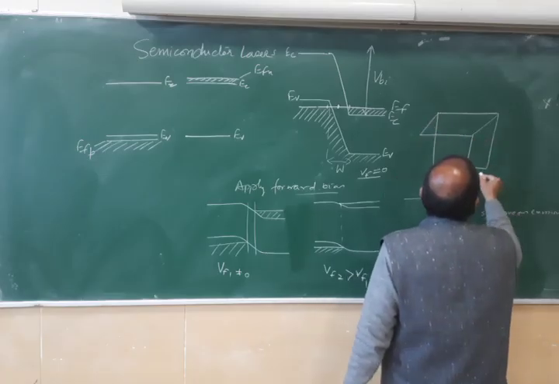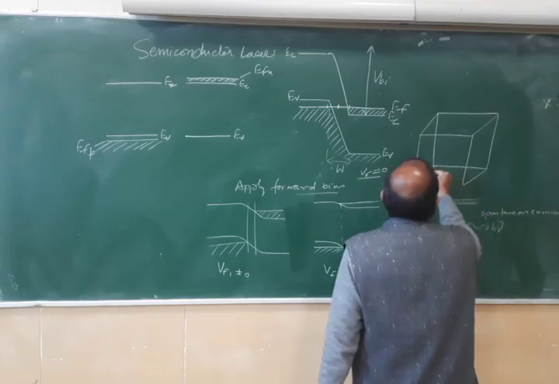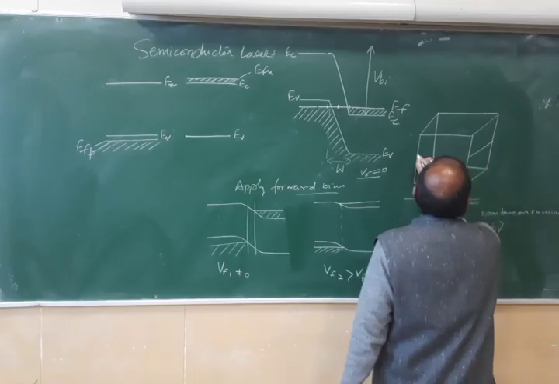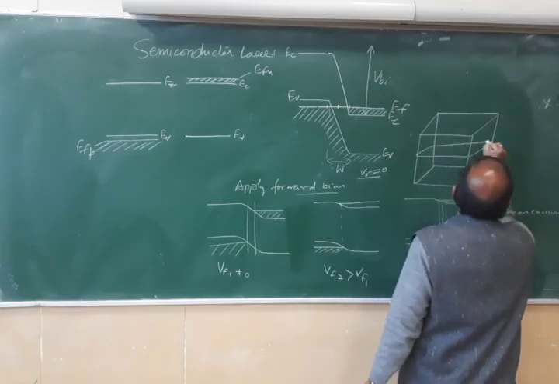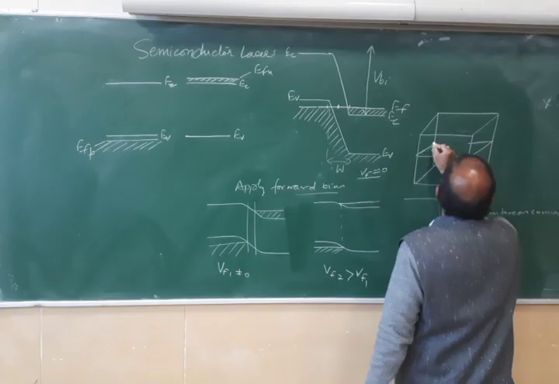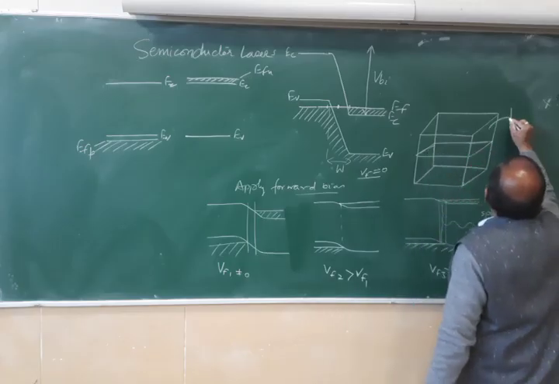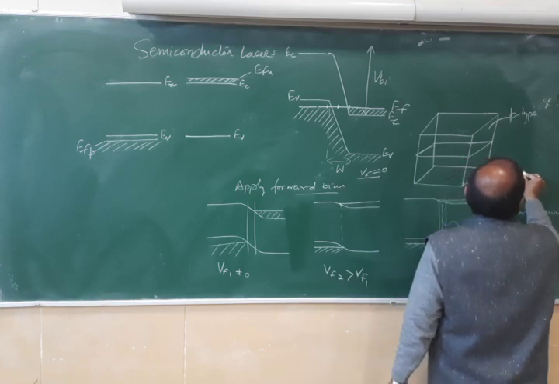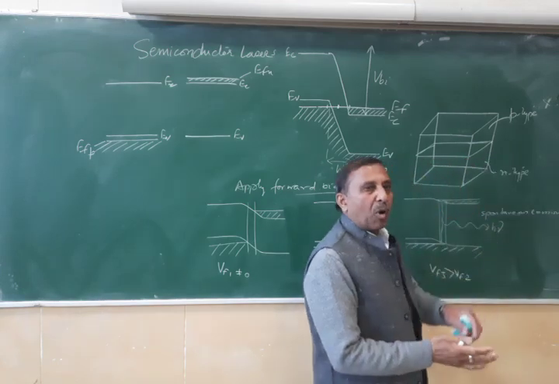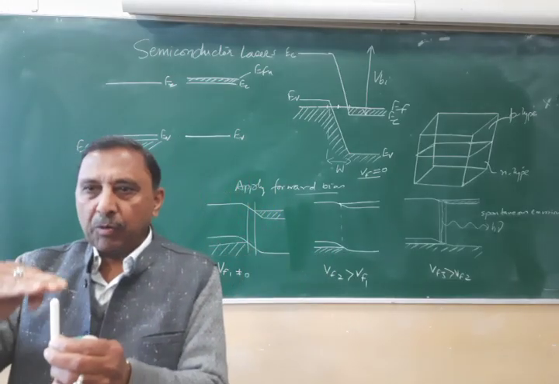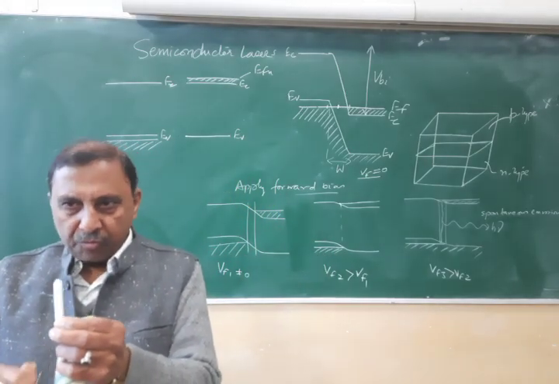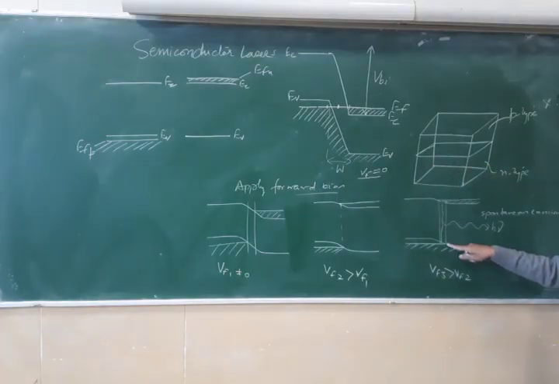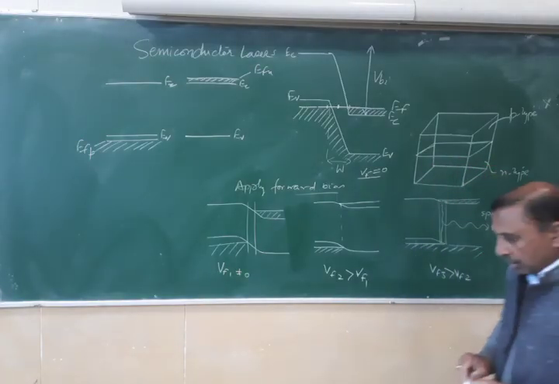Now think of a block. Take a small block of semiconductor, and suppose you make the top portion p type and the lower one n type. So the top portion is p type, the lower one is n type. Where will this overlap take place? It takes place at the junction, as you can see here.